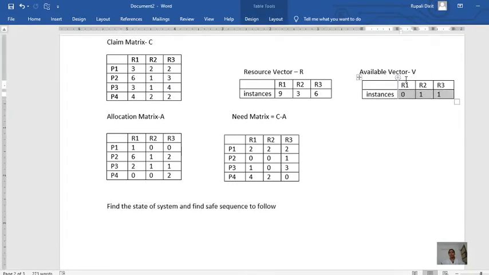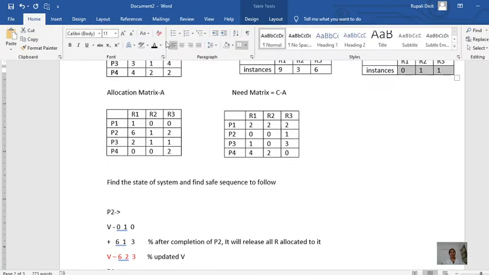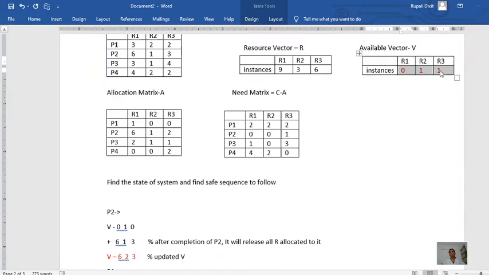So, what is the available resource vector showing you? It is showing 0, 1, 1. These are the available instances at the given time, at the current time in the system. Now, we look at this need matrix.